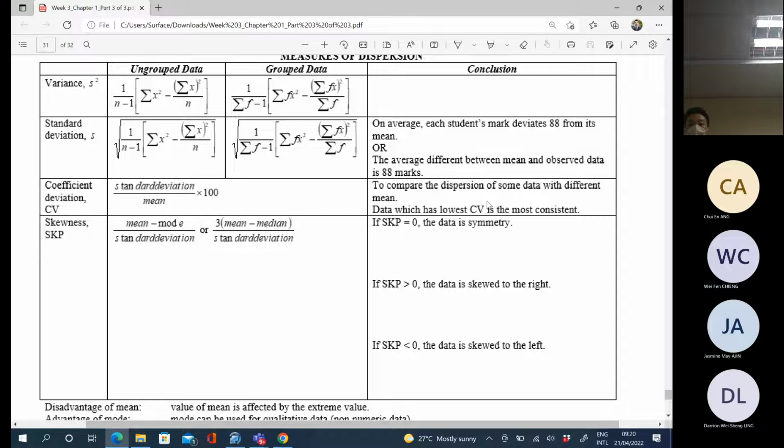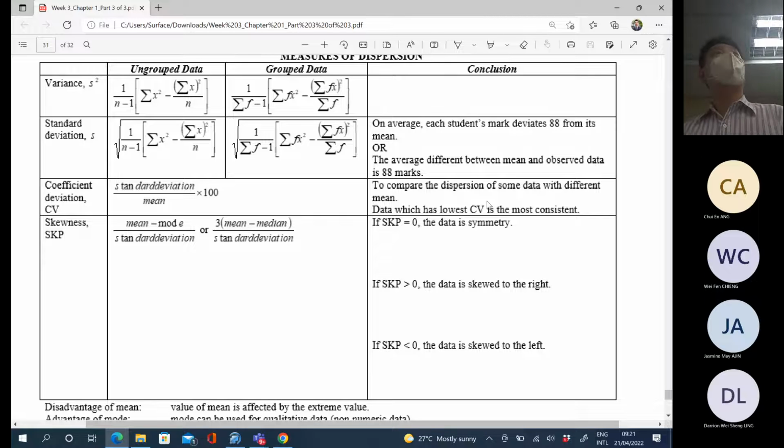I stopped for a while. Any questions so far? Make sure that you're okay with ungrouped data, because coming week we are going to do grouped data, and the formula to calculate the measurement can be slightly different. If not, then we'll move on to the exercises.